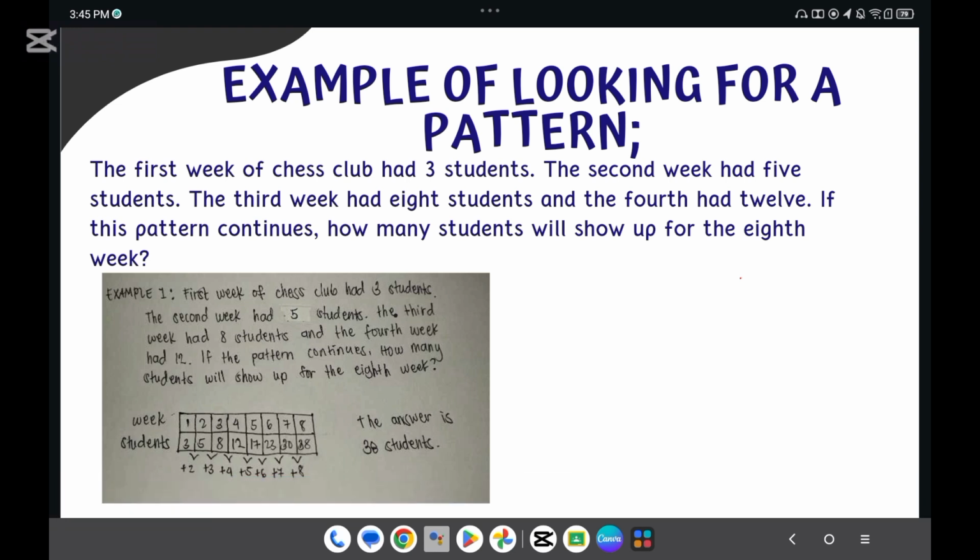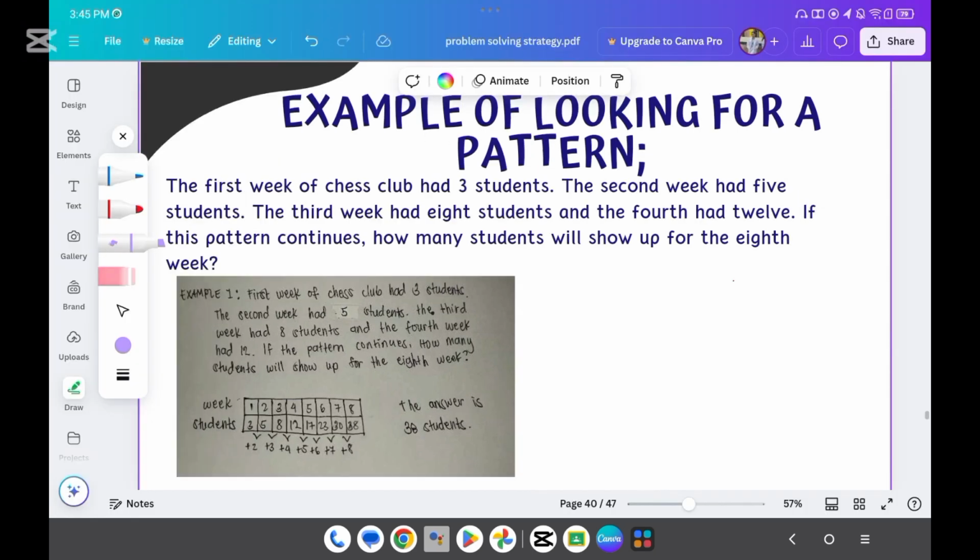Now, let's take a look at an example. The first week of chess club had 3 students, the second week had 5 students, the third week had 8 students, and the fourth week had 12. If this pattern continues, how many students will show up for the 8th week? Well, what are we being asked? How many students will show up for the 8th week?